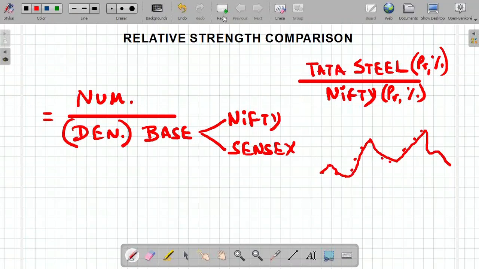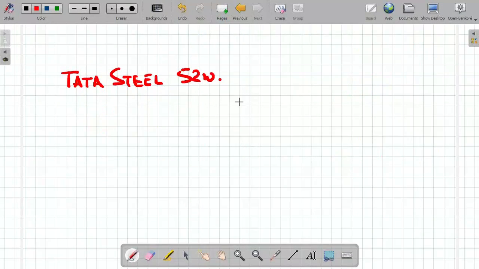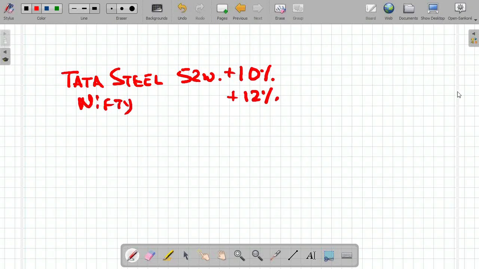Now, what is relative strength? We've seen a very basic understanding of how to calculate it, but if you want to understand what relative strength is, let's say Tata Steel has, over the last 52 weeks, gone up 10%, and in that same time period our benchmark Nifty has gone up 12%. So will this be an outperforming stock or an underperforming stock?